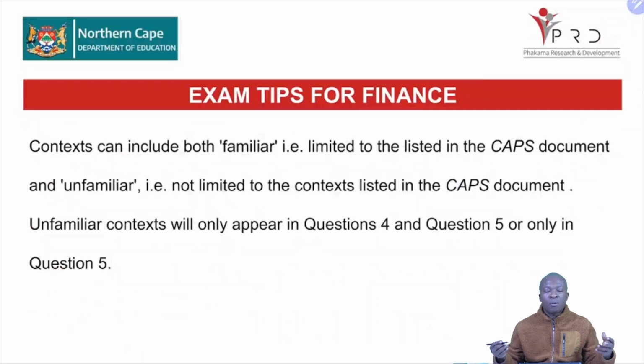When we talk of the unfamiliar, let's say they want to ask you questions about measurement conversions. They can include something that is imperial, not your normal metric. Then you have to convert from imperial to metric or vice versa. Or if they're asking you about taxation, they can give you a tax table of another country. Then you have to use your normal way of calculating tax and bring it to the South African context. Those are what we are talking about here.